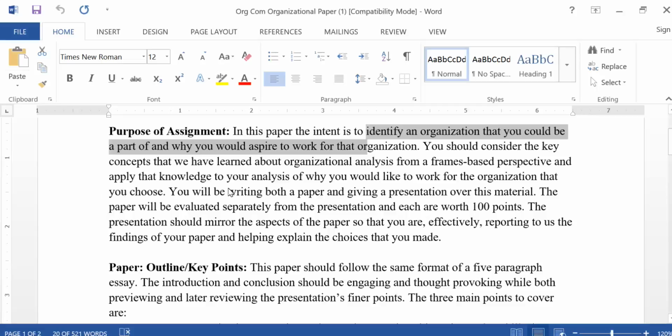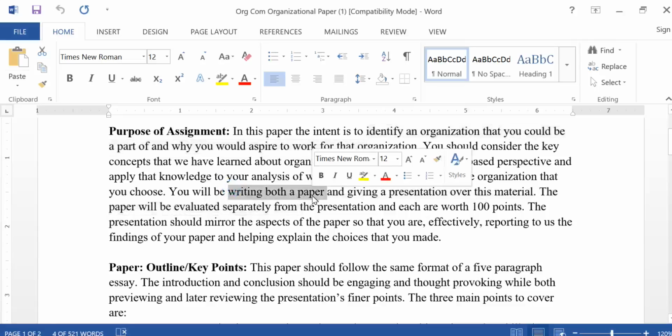You will only be writing the paper for this assignment. In the traditional class that we have, I have the students give a presentation in addition to the paper. However, obviously, since we can't upload the material to create a virtual public of sorts, I won't be having you give presentations. Instead, I just want you to focus on writing the paper. The paper is going to be evaluated and worth 100 points.